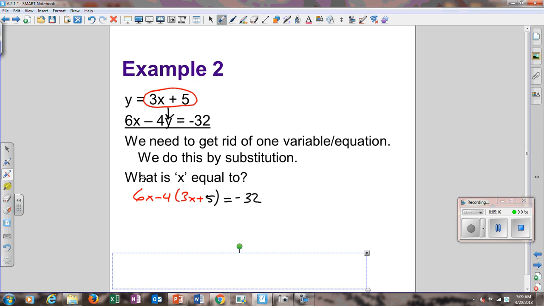And I can distribute this negative 4. Now because it's a minus in front of here, we have to distribute a negative. It's going to give us 6x minus 12x minus 20 equals negative 32. Combine your like terms, so that gives you negative 6x minus 20 equals negative 32. Add 20 to both sides, negative 6x equals negative 12. Divide by negative 6, you get x equals 2.